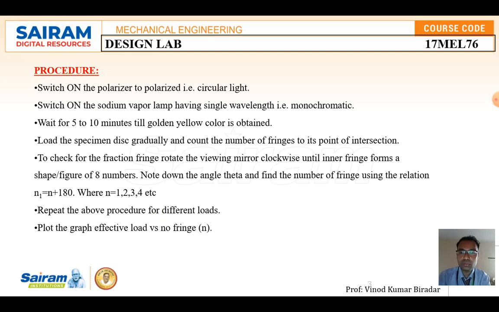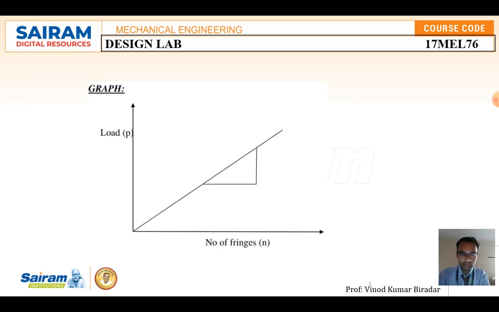Then plot the effective load versus number of fringes. You are going to get the P by N values, and you calculate those values. This is the graph you need to draw, with load on one axis and number of fringes on the other, and you get the mean here. This value you need to calculate.